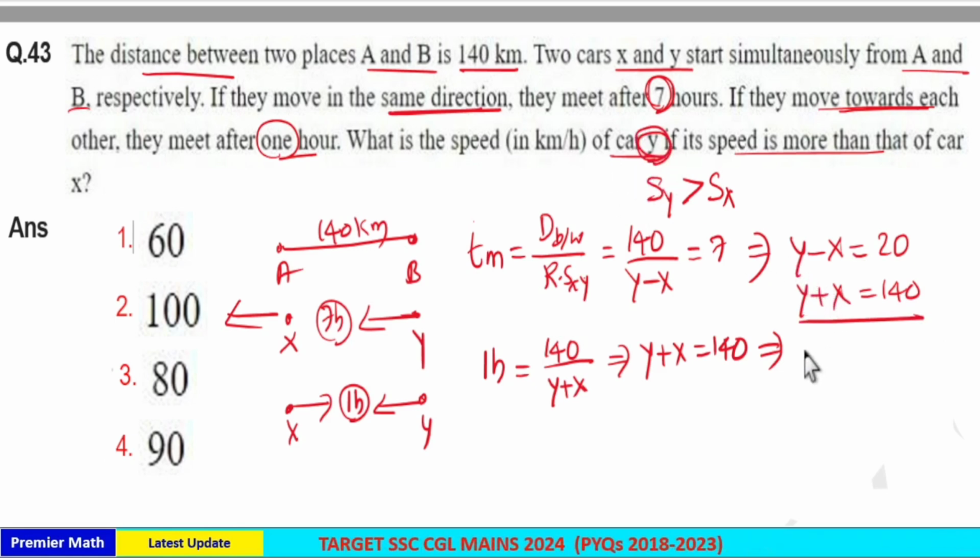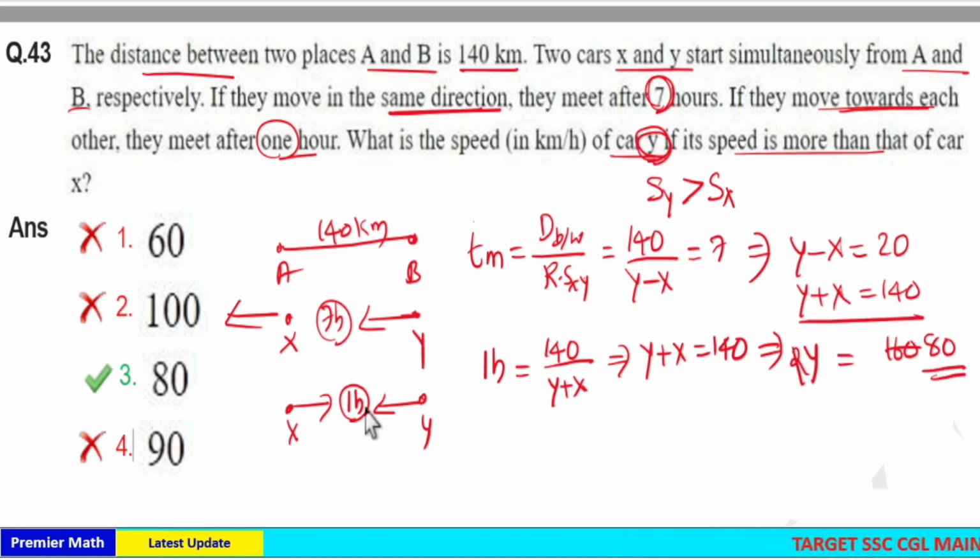Now from this, we can find the value of Y. Here speed of car Y. 2Y is equal to 160 means speed of car Y is equal to 80. So option 3 is your answer. Here you don't need this diagram. You can directly apply Y minus X is 20 and Y plus X is 140 from this.